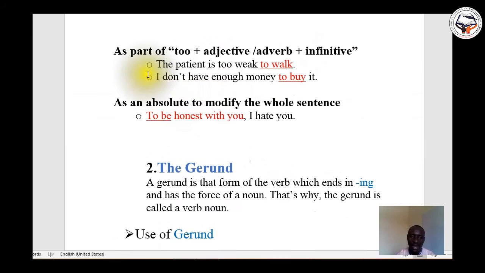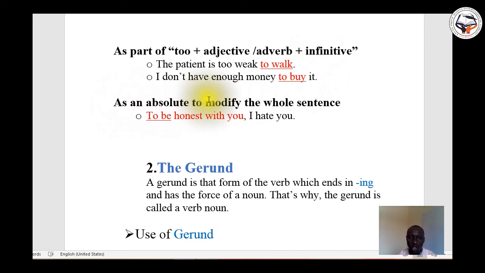All right, let's go ahead. As part of to plus adjective and adverb plus infinitive: the patient is too weak to work. All right. I don't have enough money to buy it.